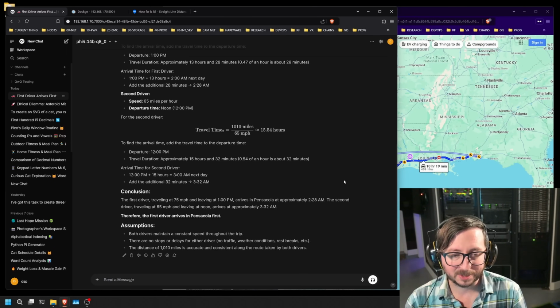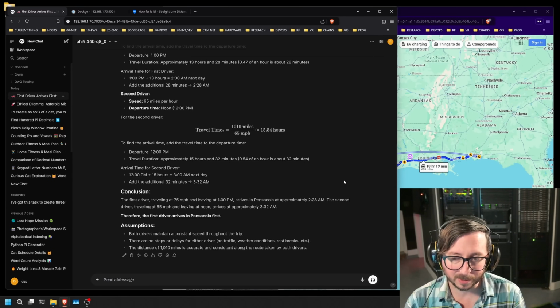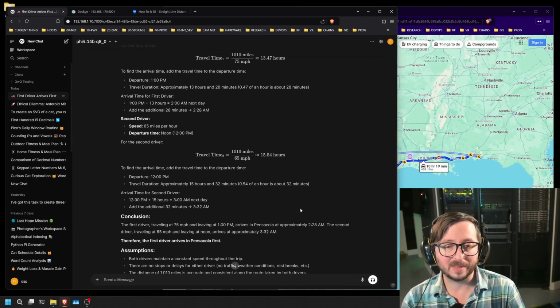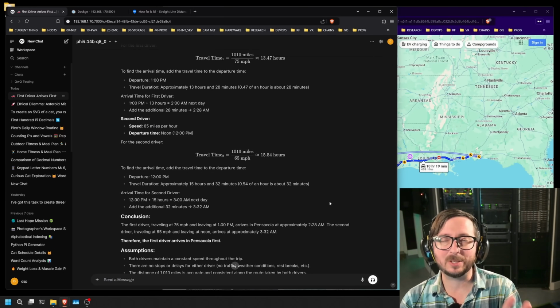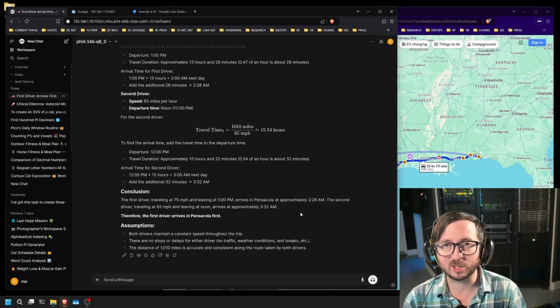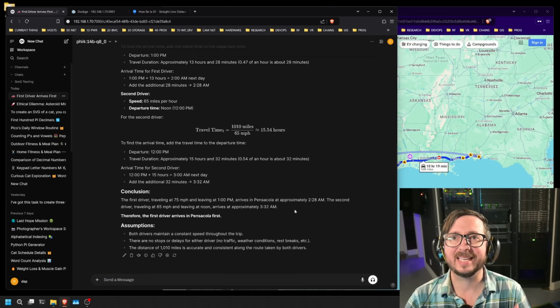The first driver, traveling at 75 miles an hour and leaving at 1 p.m., arrives at Pensacola at approximately 2:28 a.m. The second driver, traveling at 65 miles an hour and leaving at noon, arrives at approximately 3:32 a.m. So the math it used to come up with this is correct, but the unfortunate part is that the answer is inaccurate as a result of it getting the distance wrong by a huge margin of hundreds of miles.